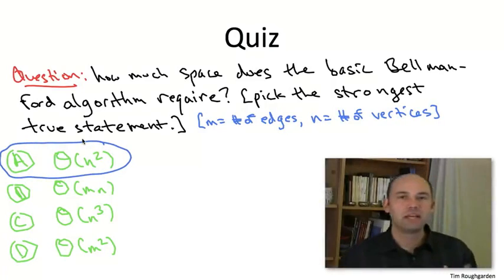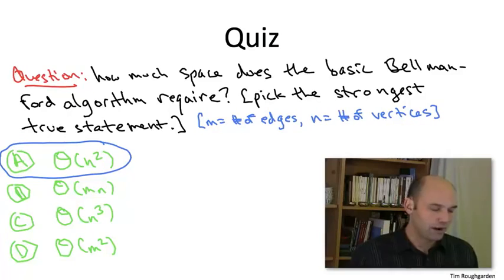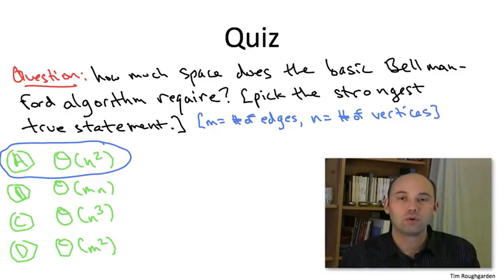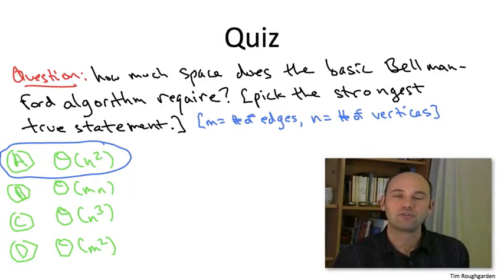The space required by the basic Bellman-Ford algorithm is quadratic in the number of vertices. It's theta of n squared. Why? Well, the space is dominated by the 2D array that we fill in, and there's only a constant amount of space per subproblem, and there's n squared subproblems. Remember, one index is the budget on how many edges we're allowed to use. i ranges from 0 to n minus 1, and then the other index is just the destination, and there's n of those.